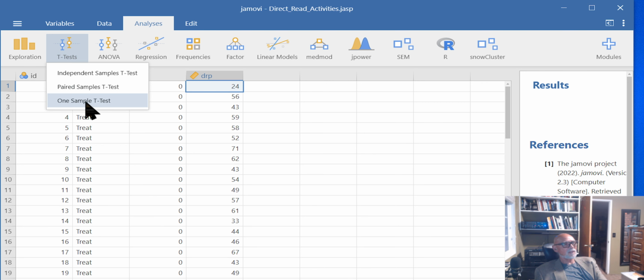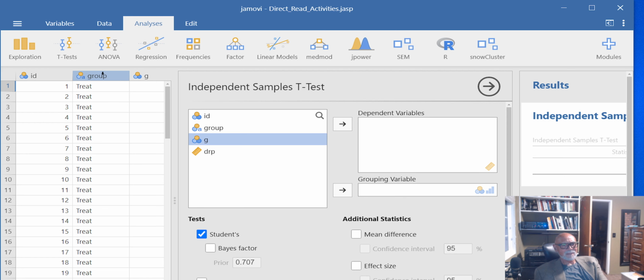And then we have the one sample t-test, and that is where you have your group and you're comparing it to a national average or to a statewide average or international. Those are the options that you have. And for us, this example is independent samples.